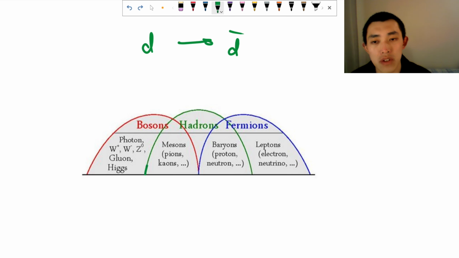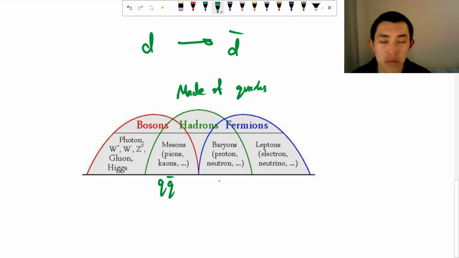Another group we have is the hadrons. So the hadrons, again, are things made of quarks. So mesons, which are the quark-anti-quark pairs, as well as baryons, which are the triplets, for example, charm, strange, up, down. These are both made of quarks and hence they're hadrons.